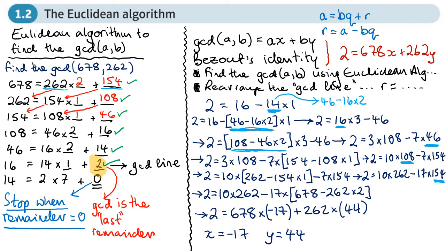So if we do 678 times by negative 17 plus 262 times by 44, we do indeed get 2. So this is the method that we use to write the greatest common divisor of two numbers as multiples of those two numbers, and we work out what the multiples are.